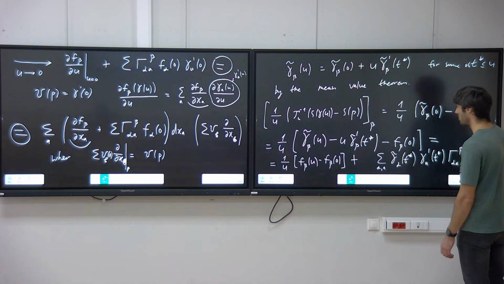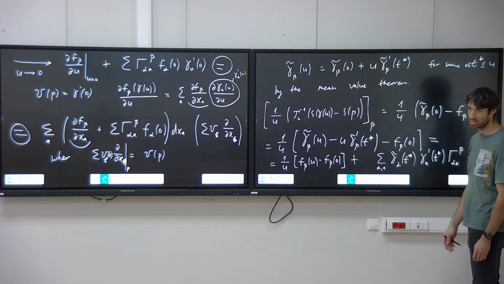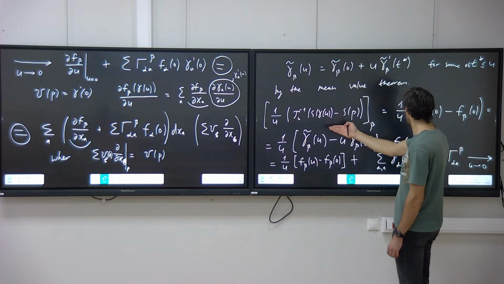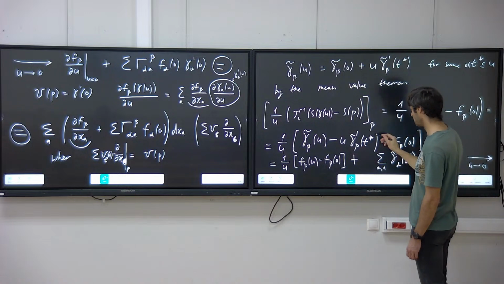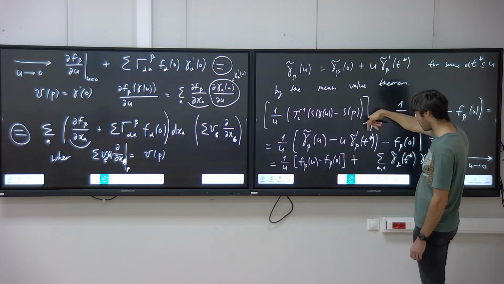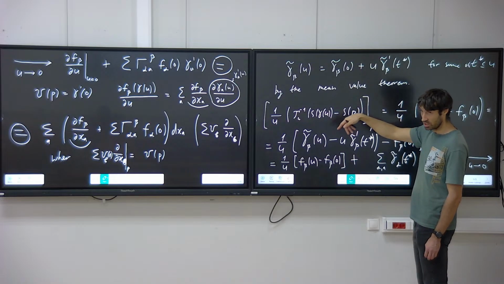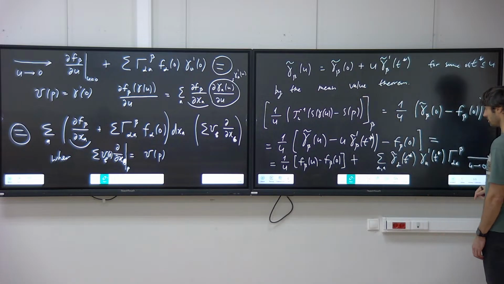We're using basically the mean value theorem, right? So we need to write this expression somehow. We use the mean value theorem to go from gamma tilde at 0 to gamma tilde at u and gamma tilde prime. And gamma tilde prime we express using the differential equation for gamma tilde, and then you're done.